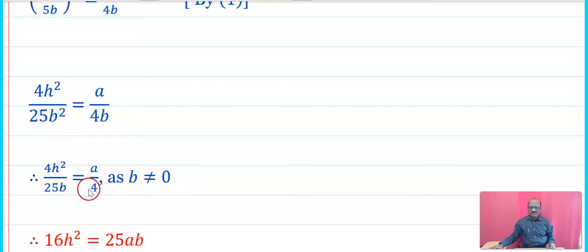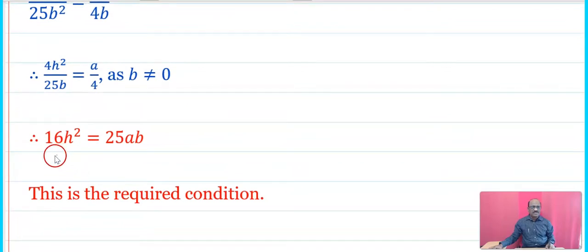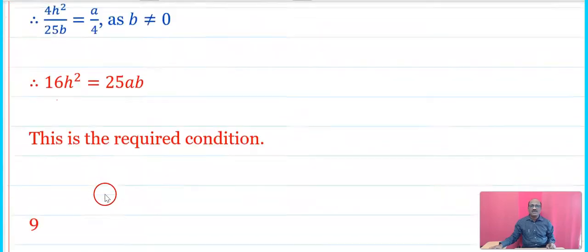And after simplification, that is cross multiplication, that is 4h² into 4, we will get 16h², and 25b into a, 25ab. This is the required condition.